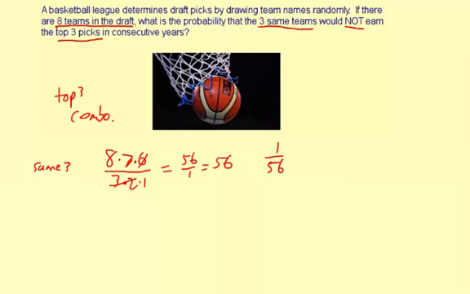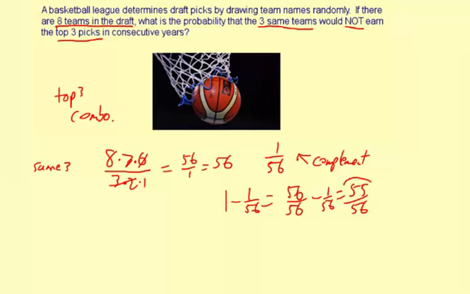And then if you want the probability the same 3 teams would not earn the top 3, that's going to be the complement of this. So you're going to do 1 minus 1 over 56, which is 56 over 56 minus 1 over 56, or 55 over 56. So there's a very high probability that the same 3 teams would not earn the top 3 picks in consecutive years. And we use combinations to find the number of different ways the same top 3 teams could be picked, and then we found the probability is 1 out of that.